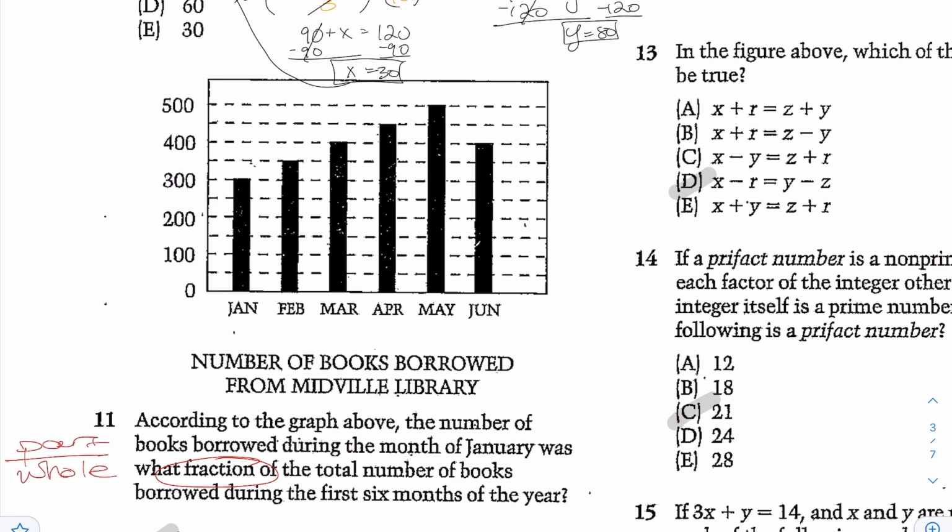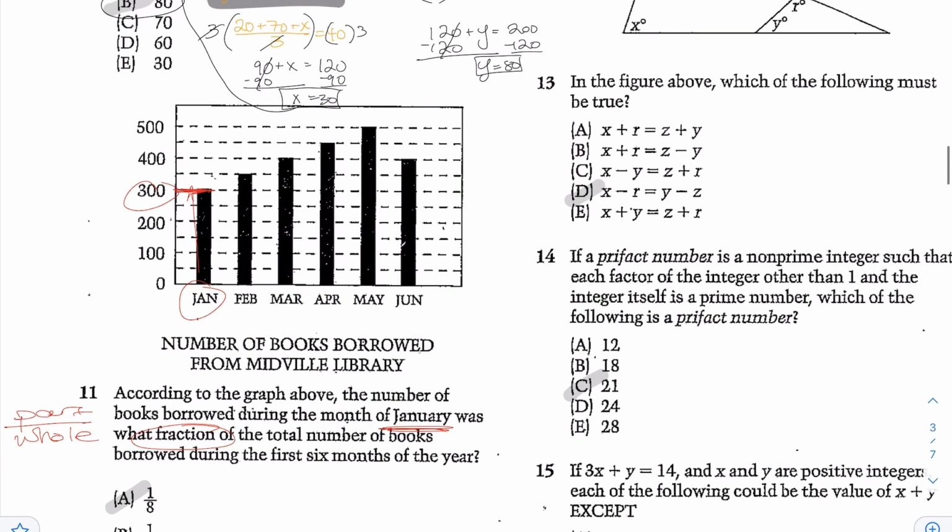In this case, the part will be the number of books borrowed in January, which, if you take a look at January, again, you just look at the x-axis, go all the way up to the end of the bar, and then trace it back to the y-axis. For January, it's 300. So part over whole is going to be January over 6 months. So for January, it was 300. Now for the first 6 months, that includes January as well.